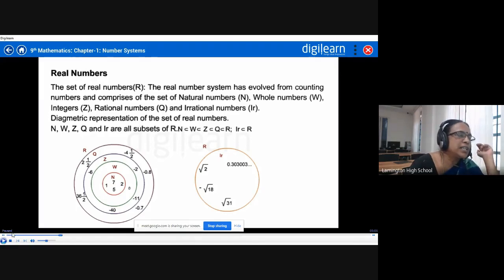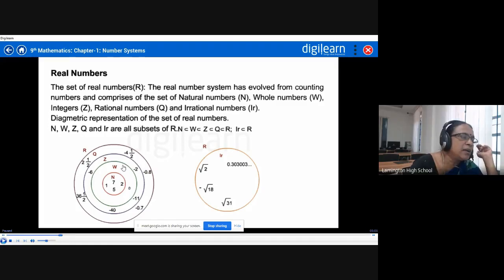So we can say, look here in the figure, innermost. N is what? Set of natural numbers. N means natural. A set of 1, 2, 3, 4, 5, 6, all counting numbers. Next, come to this circle, W, whole numbers. It includes 0. Natural numbers will not include 0. Whole numbers include 0.